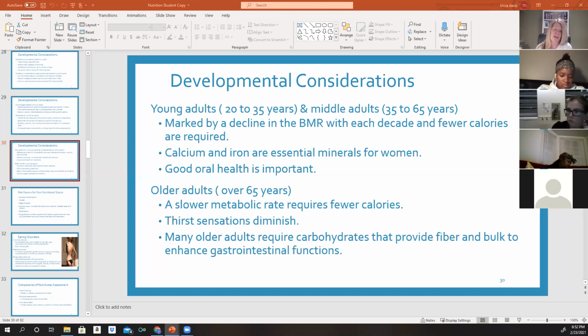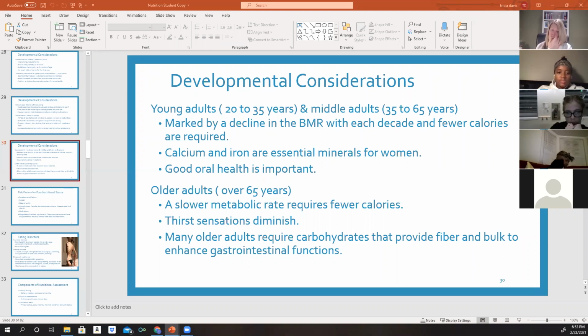Weight gain results if adjustments in caloric intake are not made. So if you don't decrease the amount you're taking in, you're going to see that weight gain. And then the pressures of work and family lead to a decline in physical activity and exercise. And I'm sure you guys can attest to that. So older adults over 65 years old have a slower metabolic rate, so now they require fewer calories.